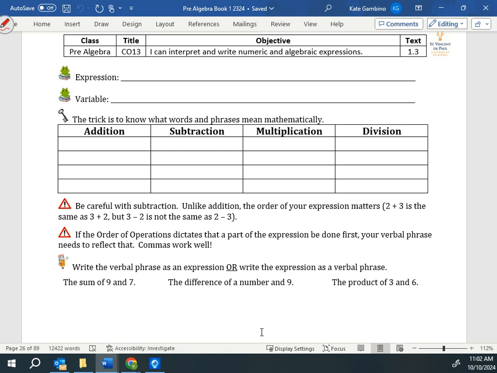So if we're interpreting and writing numeric and algebraic expressions, what is an expression? An expression is a mathematical statement. It's not an equation. A mathematical expression will not have an equal sign. Okay? So no equal sign, it's not an equation.